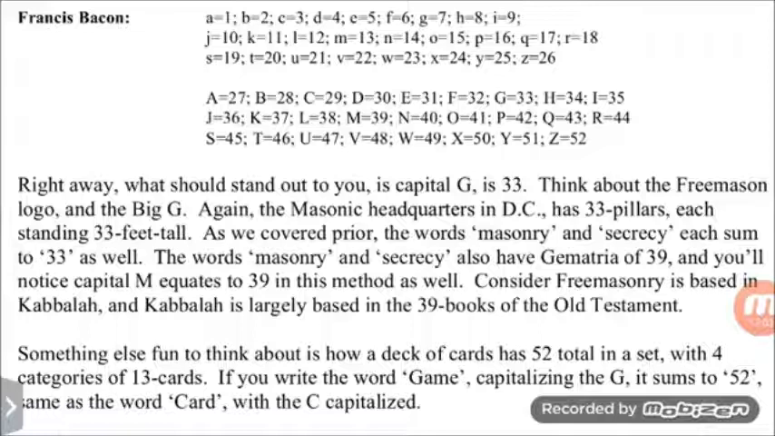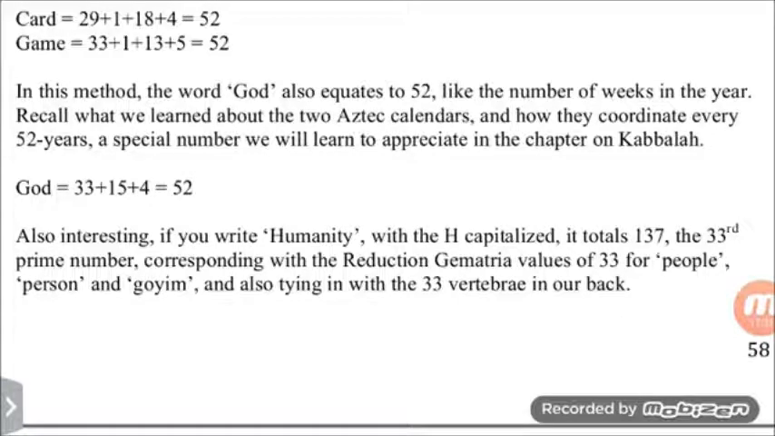Old Testament. Something else fun to think about is how a deck of cards has 52 in a set, with 4 categories of 13 cards. If you write out the word game, capitalizing G, it sums to 52, same as the word card with the C capitalized. Card equals 29 plus 1 plus 18 plus 4 equals 52. Game equals 33 plus 1 plus 13 plus 5 equals 52.